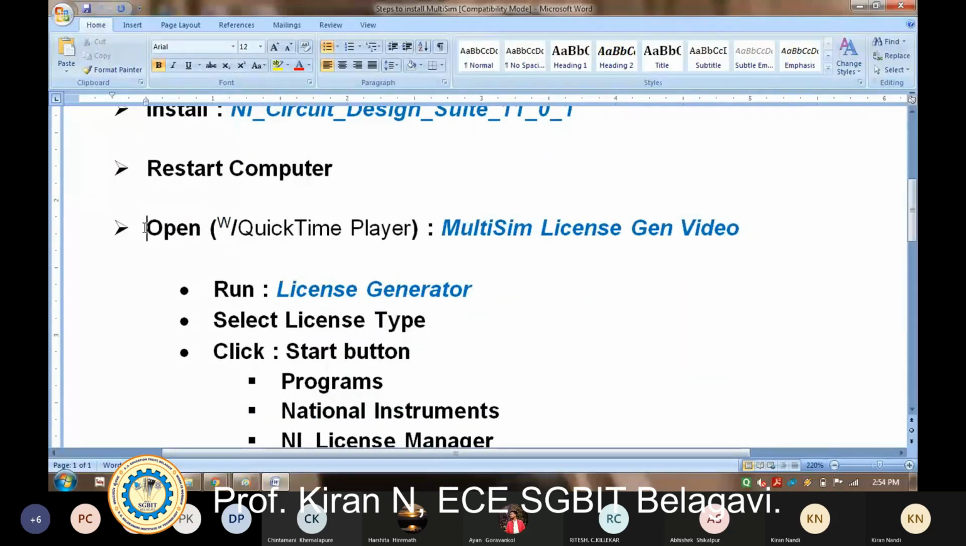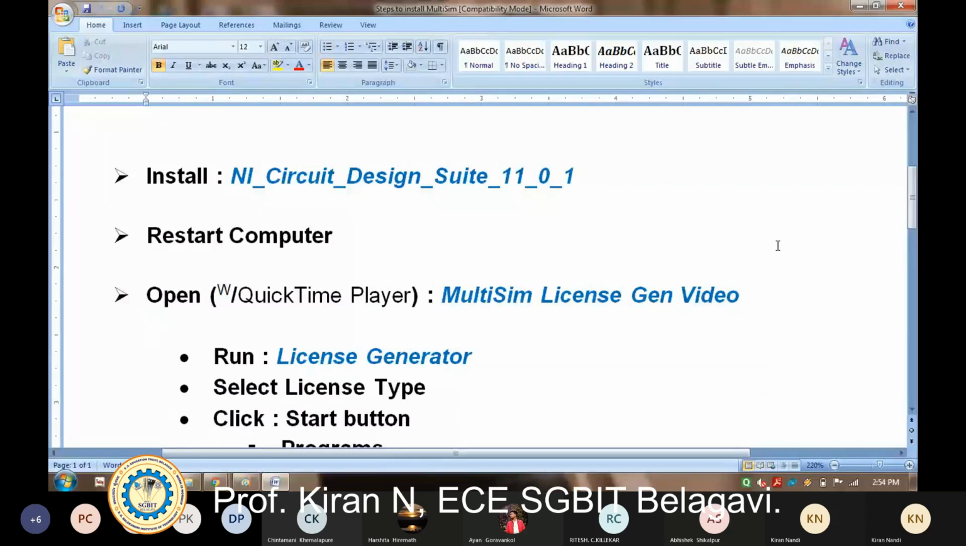You have to go into a command prompt. Okay, you have to go to a command prompt, Multisim license generator video. Please note down these points or take a screenshot. Okay, it is NI Design Suite 11.0.1.